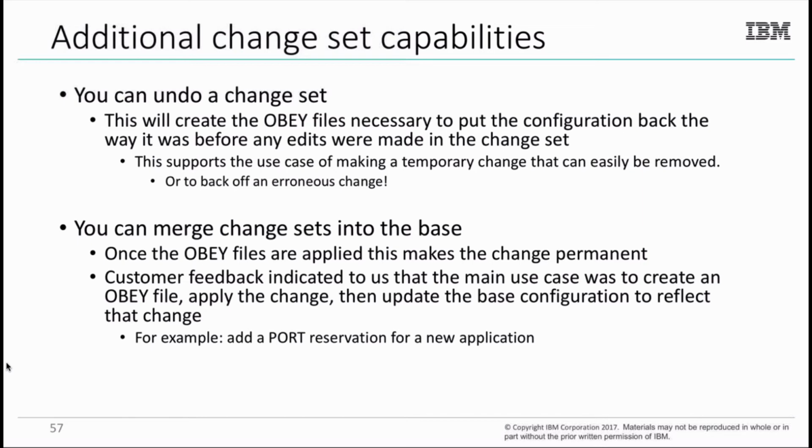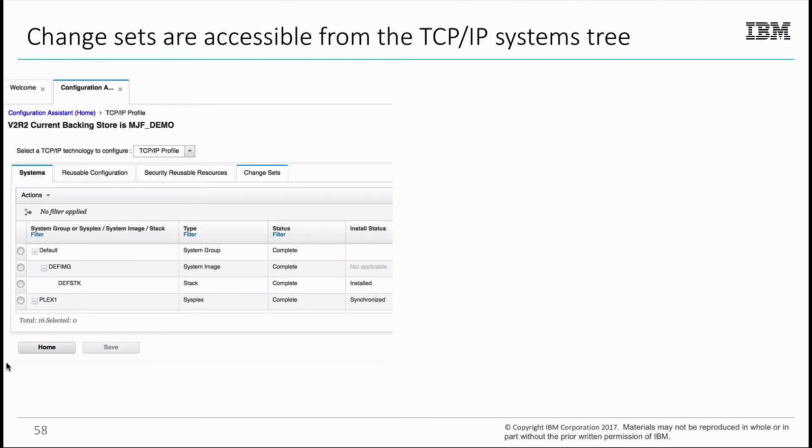You can also merge change sets into the base. So for example, a lot of customers do an obey file: they want to make a configuration change, they put in an obey file, they apply the obey file, and then they update the profile, so next time they IPL, they get that. For example, if you're writing a port reservation for a new application, you'll probably do a variobey to add the port statement. You'll probably update your TCP profile to include that new port statement, so next time you IPL, you have it. The Configuration Assistant manages that as well. And I'm going to go over the details of how all that stuff works in the next 40 or so slides.